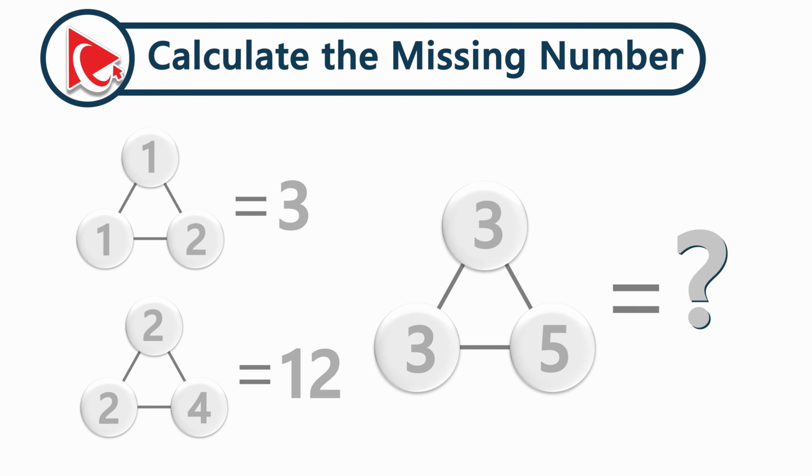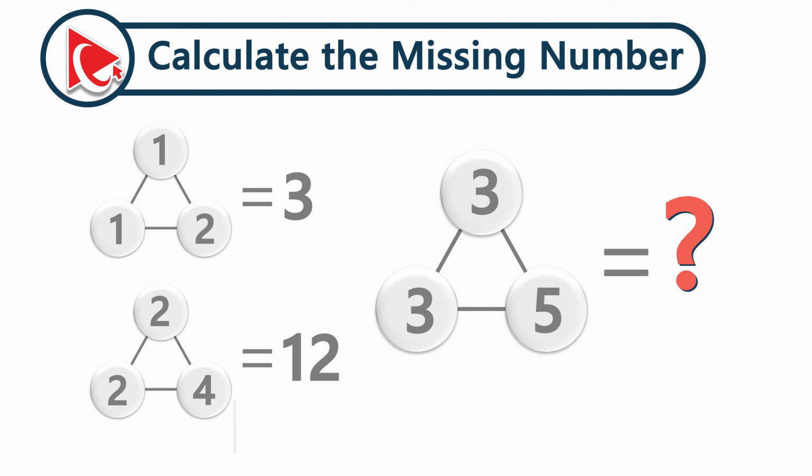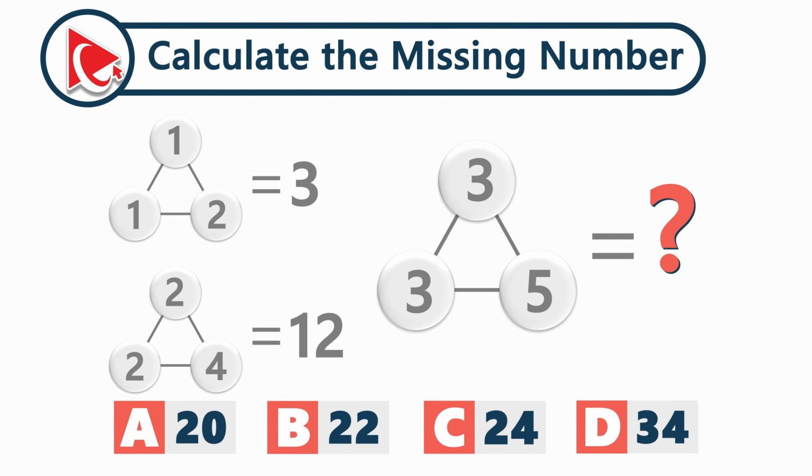Take a close look at these amazing shapes which form the expression. First shape has numbers 1, 1, and 2, and the result equals 3. Second shape has numbers 2, 2, and 4, and the result equals 12. Third shape has numbers 3, 3, and 5, and the result is something you need to calculate and select your answer out of 4 possible choices. A, 20, B, 22, C, 24, or D, 34. Can you try to solve it on your own and choose the right answer?